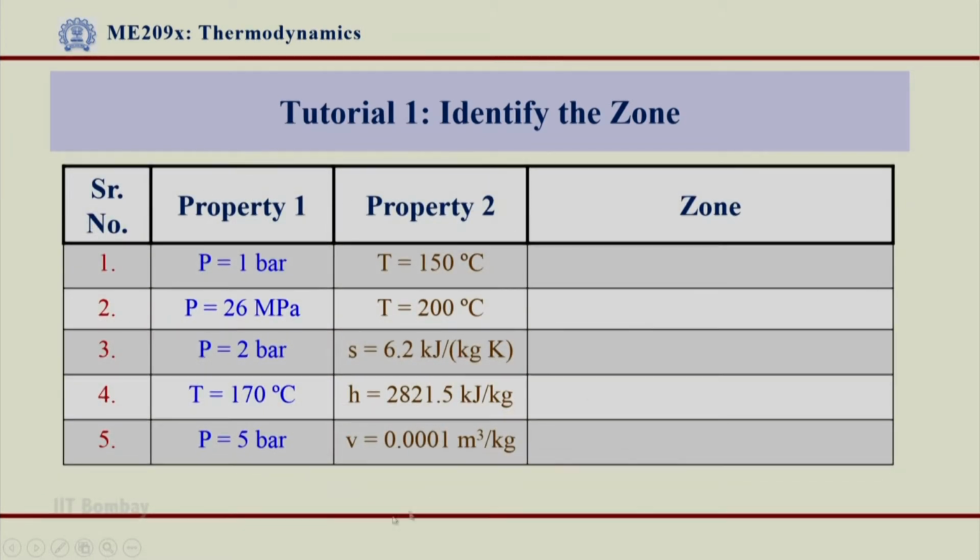These are the problems. We have 5 problems for tutorial 1, 2, 3, 4, 5, and we have got 2 properties given for every problem. That means the first problem is to identify the zone where our system is at 1 bar pressure and temperature of 150 degree centigrade. Alright, so now let us use steam tables and I will solve this problem for you as a tutorial, and then you will have a lot of problems for assignments later on.